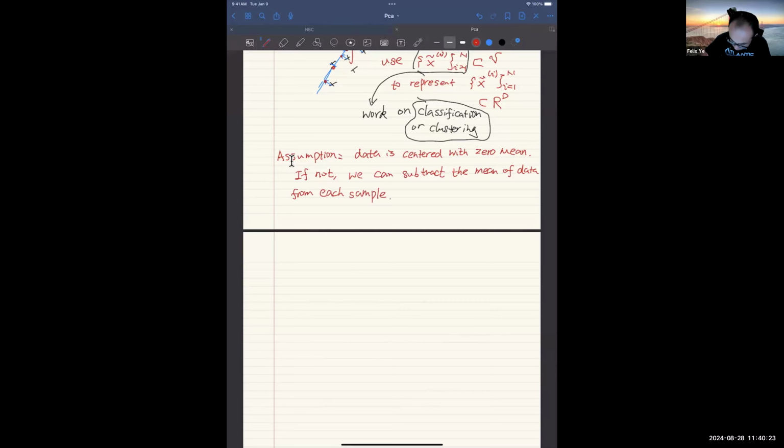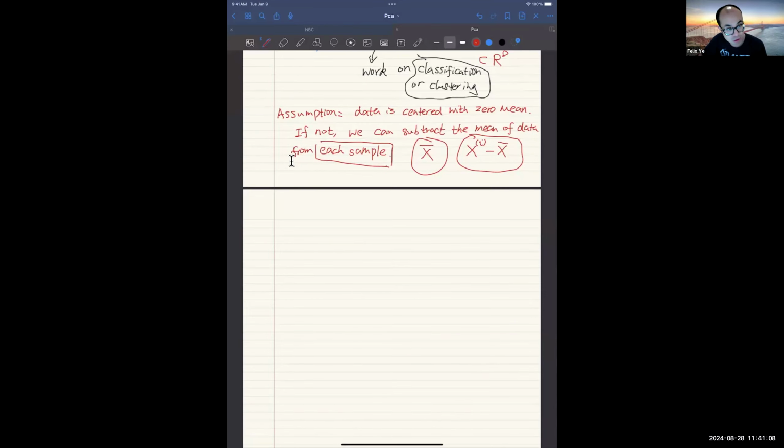This is quite obvious, because if we have a data matrix X, you can take the mean X bar, which is a vector, and for each X of i you subtract X bar. Once we do this, we have shifted the whole data set from some non-zero mean to the origin. This is the first thing you need to do if you want to apply PCA here. But for simplicity, let's just assume this data is simply centered with zero mean.